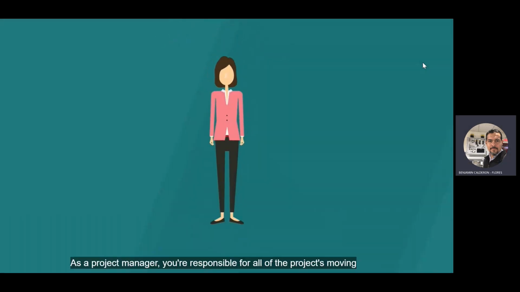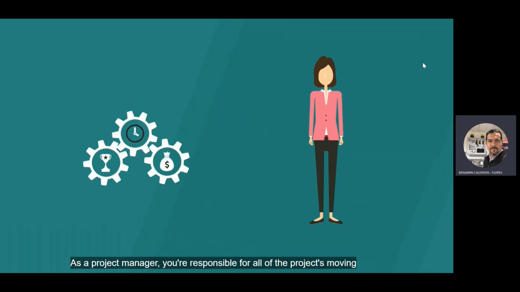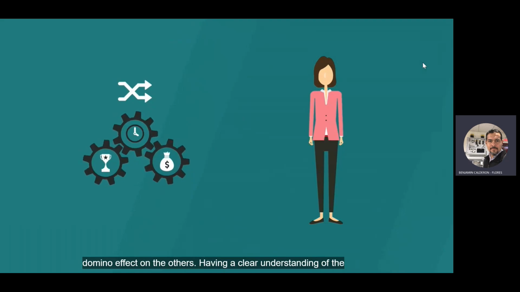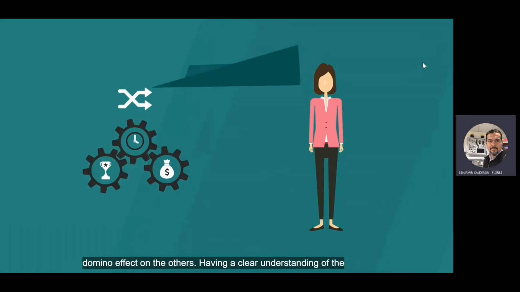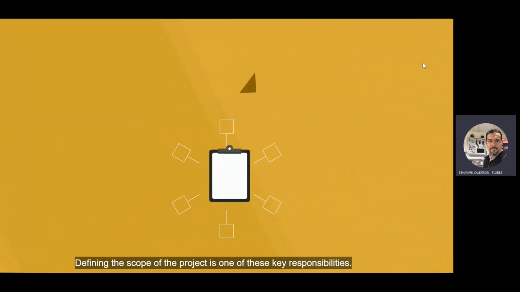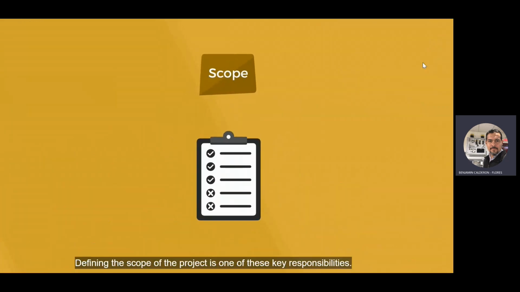As a project manager, you're responsible for all of the project's moving parts and keeping them connected. A small change to one will have a domino effect on the others. Having a clear understanding of the key responsibilities involved in leading a project will help keep all the interrelated parts working together in harmony. Defining the scope of the project is one of these key responsibilities.